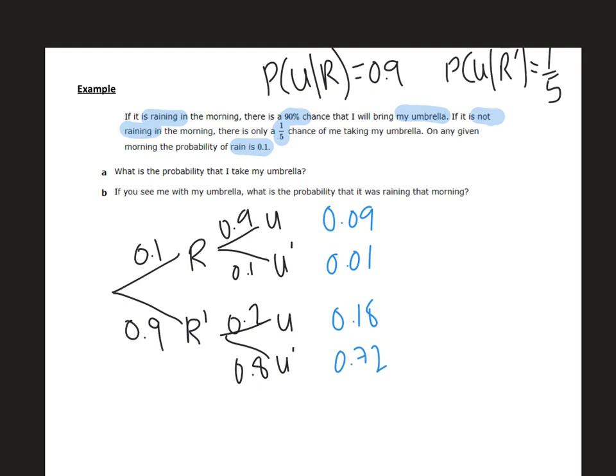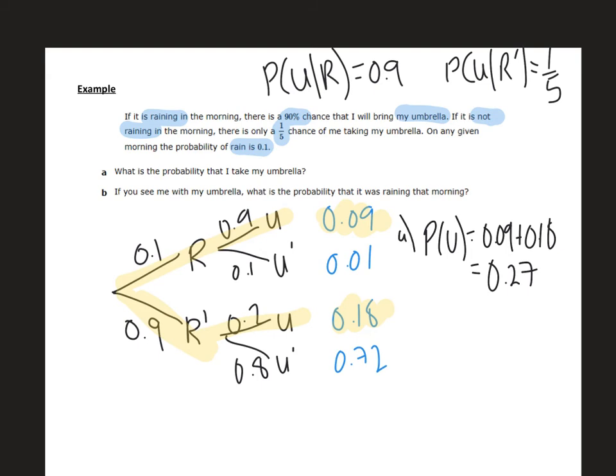What is the probability that I take my umbrella? Well, this route has an umbrella and this option has an umbrella. So the probability of an umbrella is 0.09 plus 0.18, so 0.27.